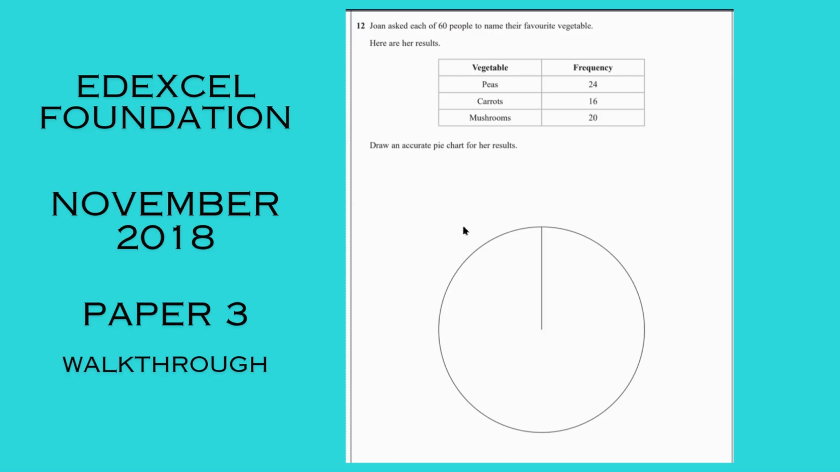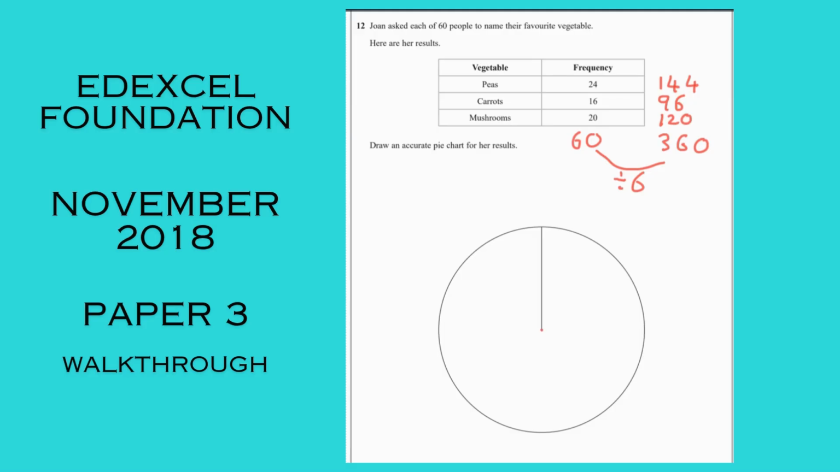So I'll do the angles for you, and then obviously I can't do the protractor bit. I'll just draw them approximately. Feel free to have a look at my worked answers where I actually have done them properly. So the total is 60. In order to make a pie chart, it's got to total 360. Do a divide on your calculator to find the multiplier. They each need to be multiplied by 6 to give you 144, 96, and 120.